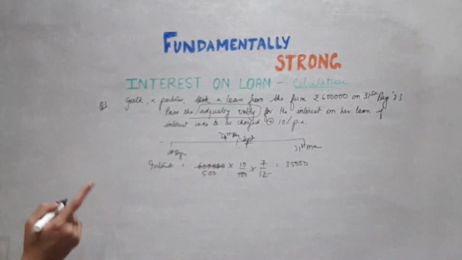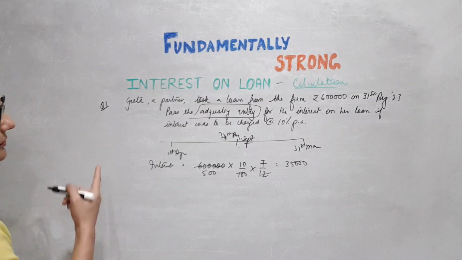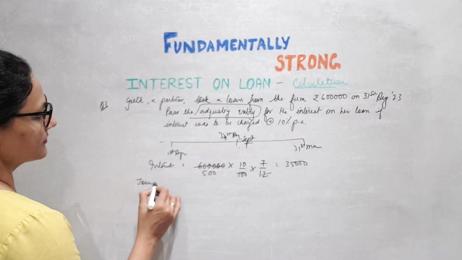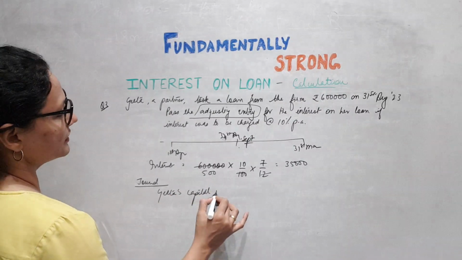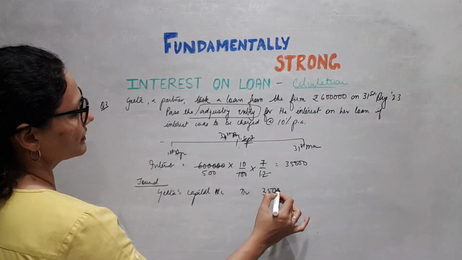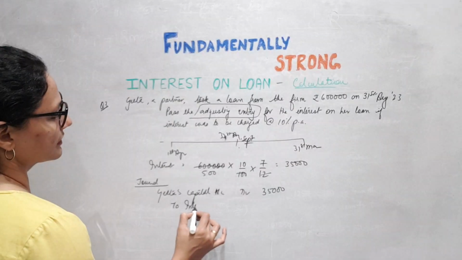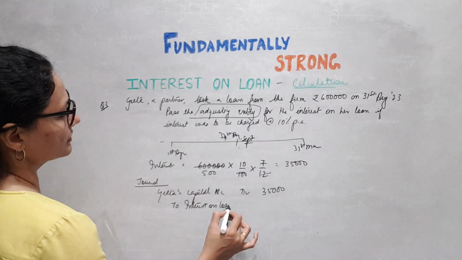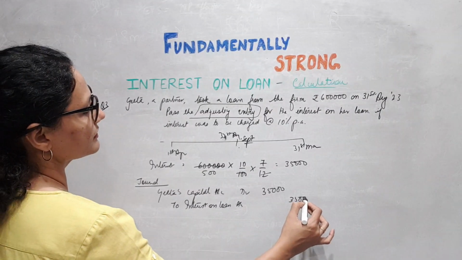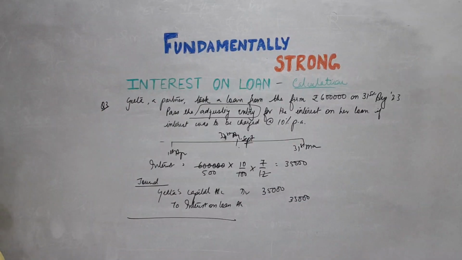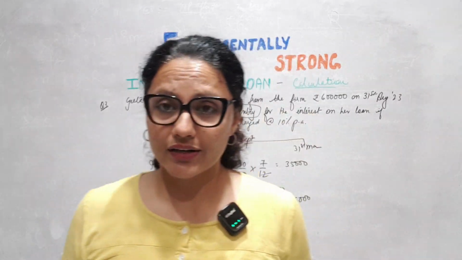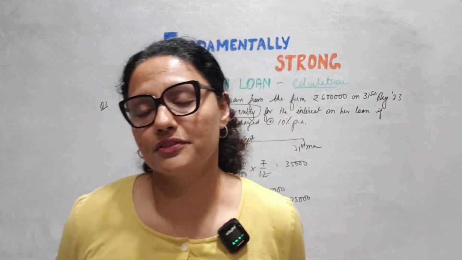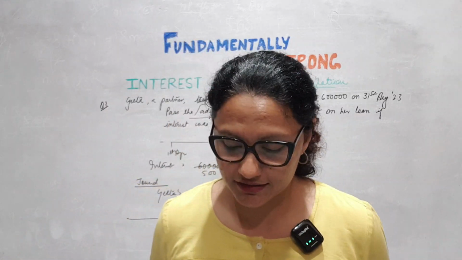Now this interest, the firm is going to charge from whom? Geeta. So the journal is Geeta's capital account debit 35,000 to interest on loan 35,000. This is the adjusting entry for making the interest due. Alright, please make a note of it. So this is how you calculate interest and things like that. Alright, so for the loan part, interest on loan, journal entries and calculations, everything is done.